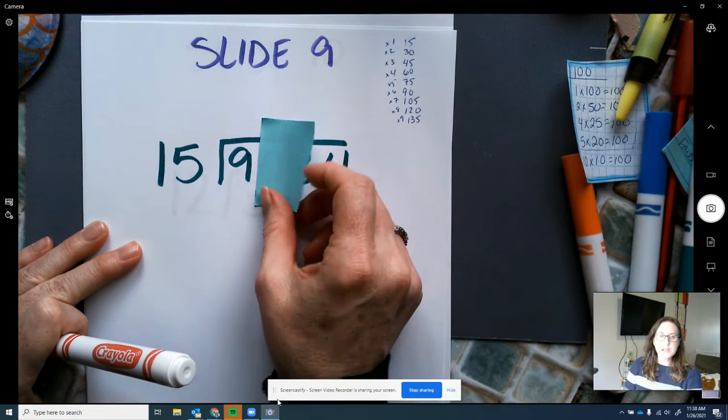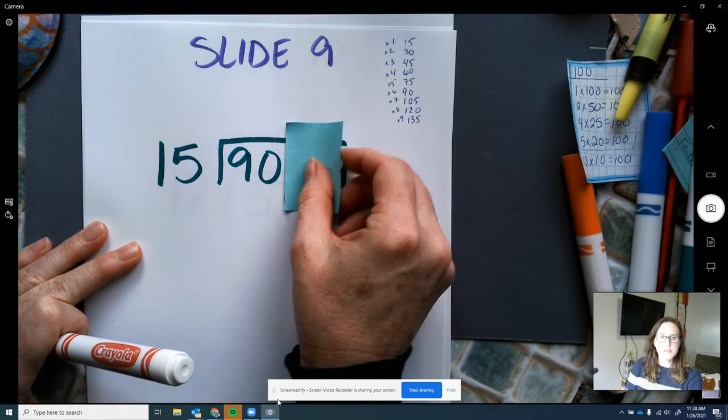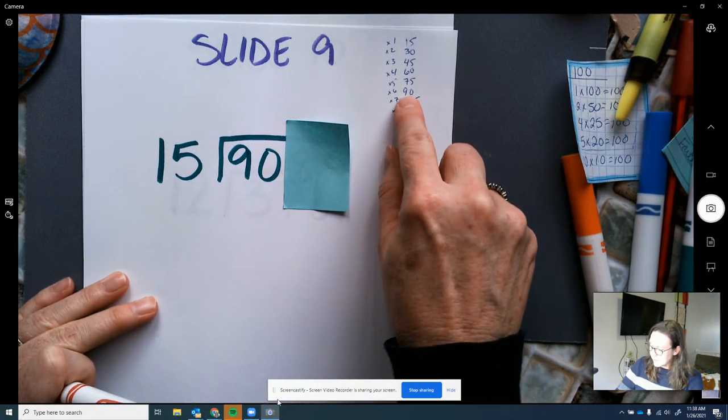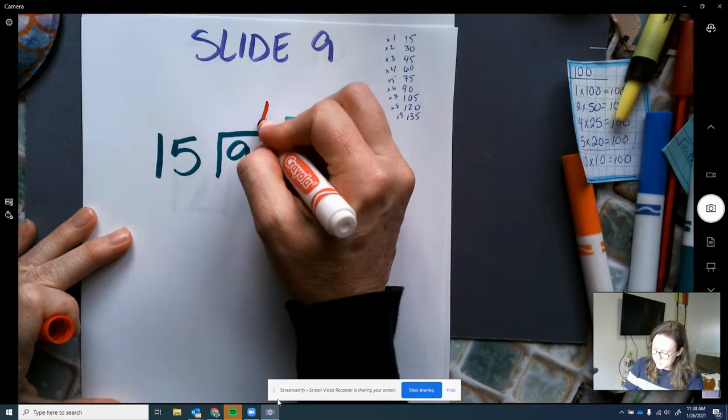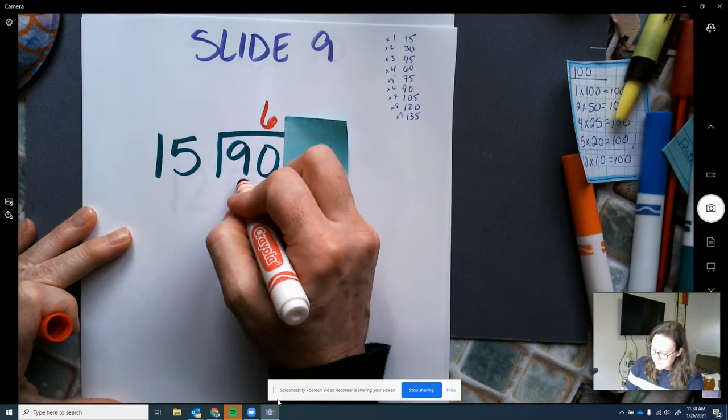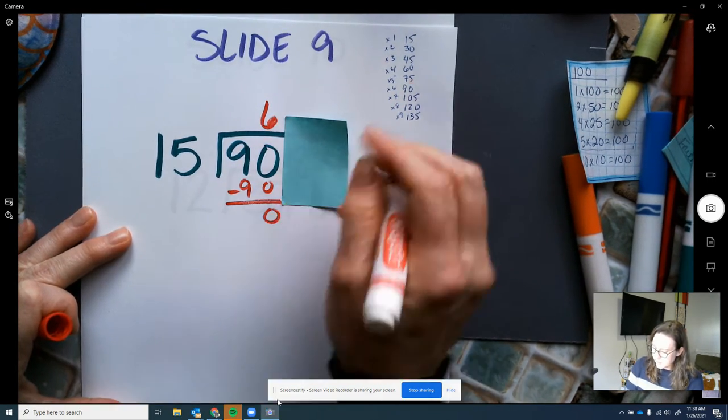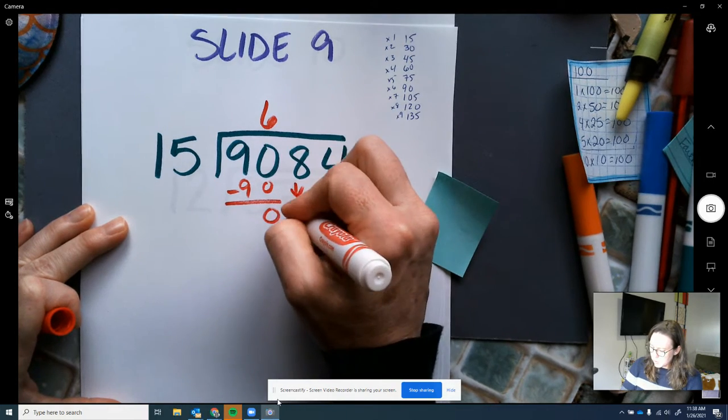So 15 doesn't go into 9, so we're going to move it over. 15 goes into 90 exactly 6 times. 6 times 15 is 90. I've got nothing left over. I'm going to bring only the 8 down.